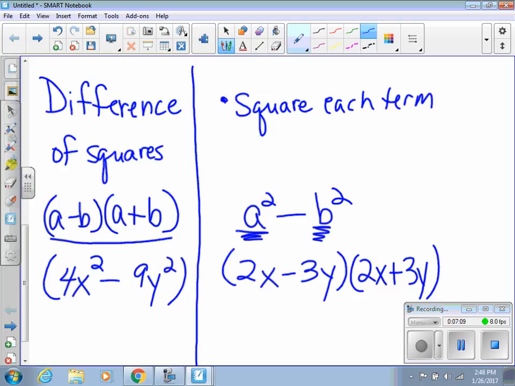If you start out with one where you see that you've got a perfect square, 4x squared, and another perfect square, and you have a minus, you'll break them up into two binomials with the square roots. So the square root of 4x squared is 2x. The square root of 9y squared is 3y, and you just have different signs in them. So let's practice.